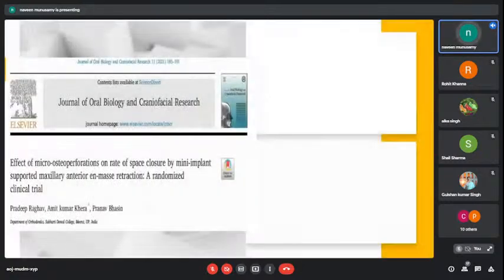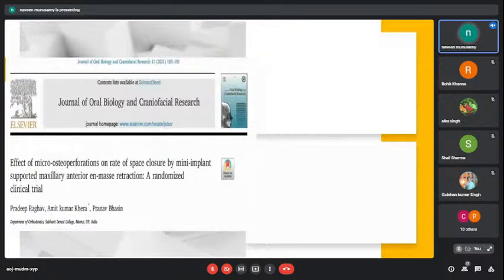This was the first study, and then this is another study. Because in the first study we evaluated the rate of canine retraction, we thought, why not evaluate the whole en masse retraction. So this article was published in the Journal of Oral Biology and Craniofacial Research.